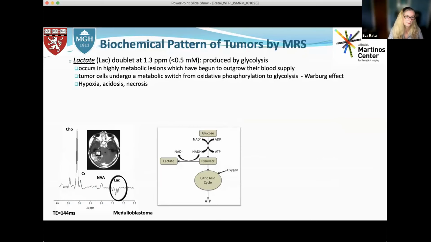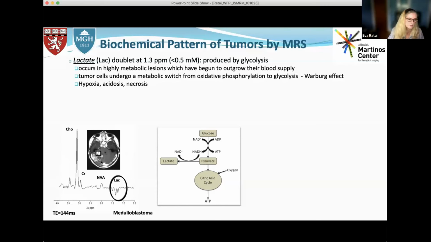Another one that's very important in brain tumors and in general is lactate. Lactate should be in very low concentrations in the brain. You should not be able to see it. However, it gets produced by glycolysis. And tumor cells undergo a metabolic switch from oxidative phosphorylation to glycolysis, which is called the Warburg effect. So glucose gets metabolized into pyruvate, and instead of going into the Krebs cycle, it produces lactate directly, which then can be seen in the spectrum.